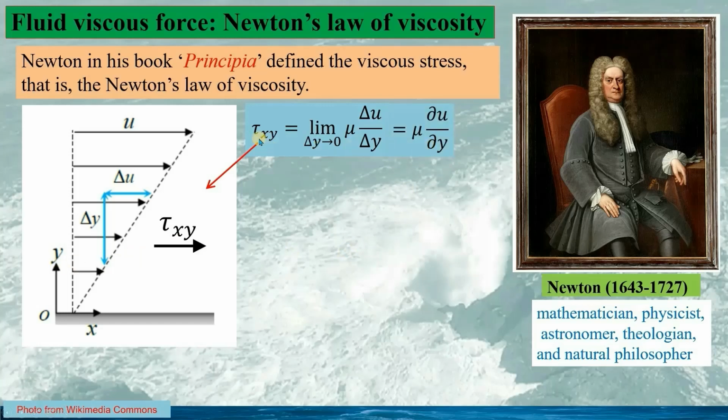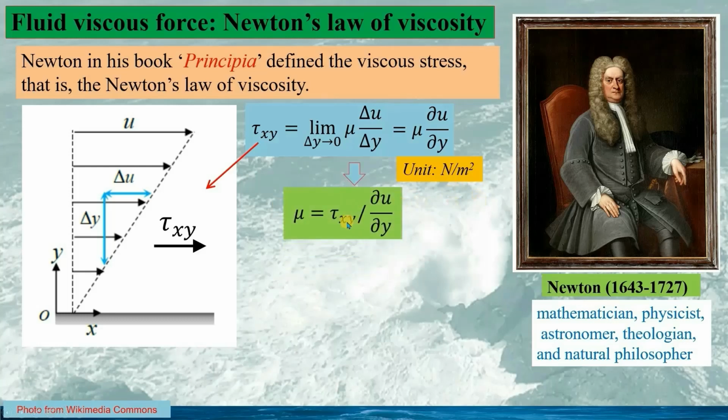Generally, we express the viscous stress as a partial derivative like this. That's because u could also be a function of x and z. Here, the partial derivative of u with regard to y means the calculation is done while x and z are kept unchanged. And we can see here the unit of the viscous stress is Newton per meter squared.